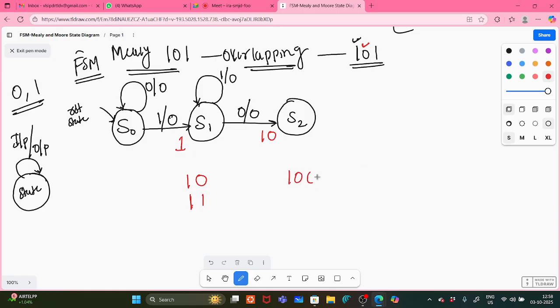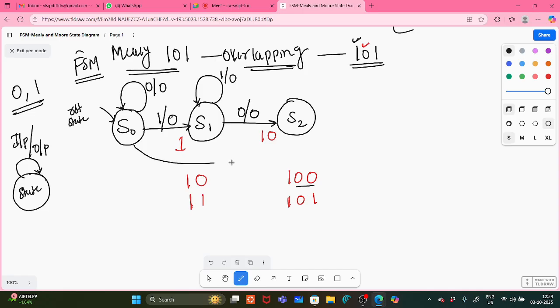And next I need to check for where here 1 0 I got at S2. I can check 1 0 0 1 0 1. Okay, so this is overlapping, no? So this is overlapping means if it is 100, so 100 means where it will go. So here I need to check for 3 bits. 3 bits not possible. 2 bits also, if you see 2 bits anywhere, is it matching? Not matching.